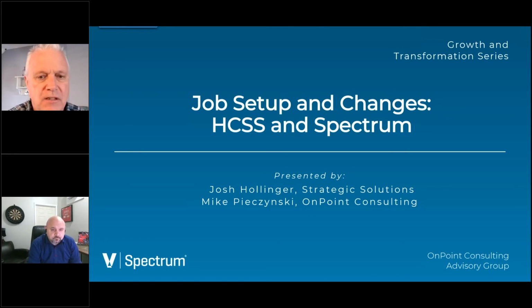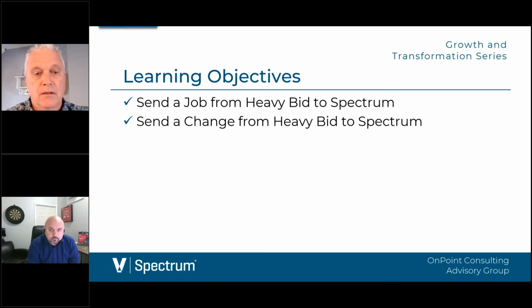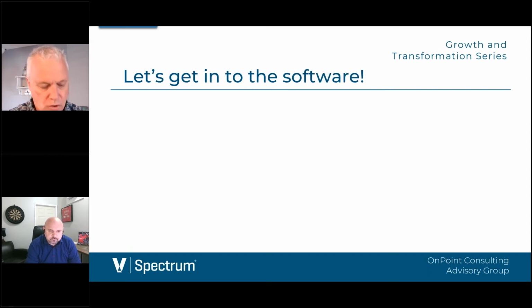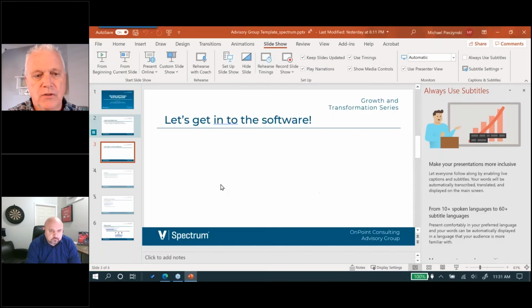In this case specifically, we're going to show how easy it is to generate an export file and bring it into Spectrum. And then to manage the same thing the same way with changes. We see too many clients that are spending way too much time there, and at a point it limits growth and scalability. All right, so objectives here today, we're going to send a job from Heavy Bid to Spectrum, and we're also going to send a change request from Heavy Bid to Spectrum. So enough talking, let's get into the software.